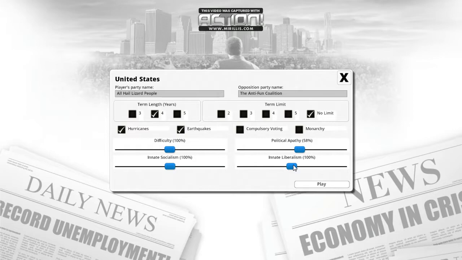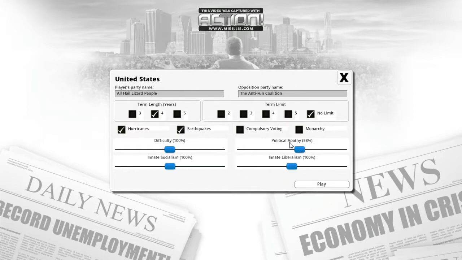And the idea with these sliders is that if you don't want to change the actual difficulty of the game mechanics, you can just change the voting profiles of the country to be more or less in line with your own political agenda to make it easier or harder to get elected.